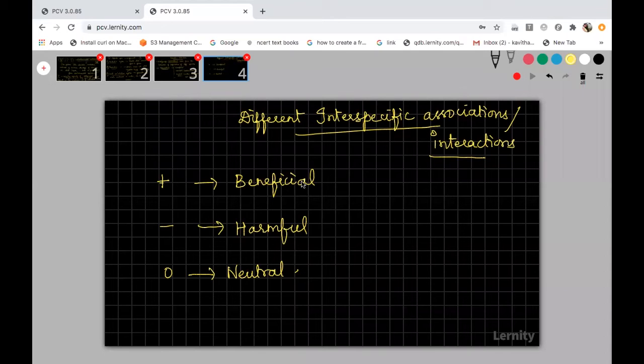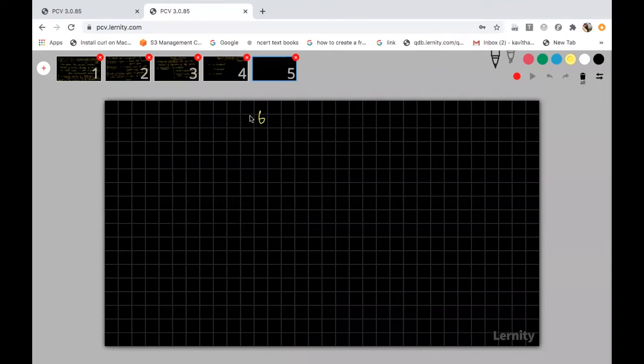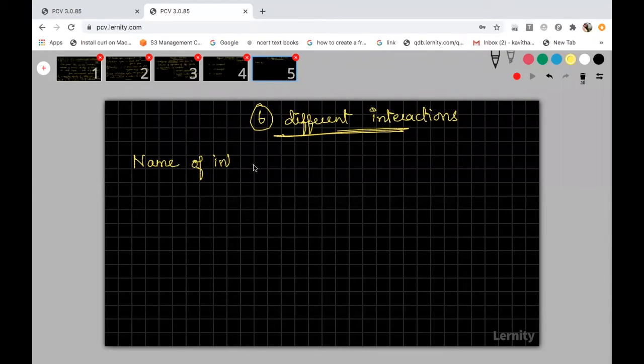Under this concept we are going to discuss six different interactions between organisms. I will tell you what the six interactions are, and we will discuss them in detail on Monday. So what are the six different interactions? You just write it in a table. In the first column, write the name of the interaction. In the second, write the species. Two different organisms will interact, right? One is species A, another is species B.